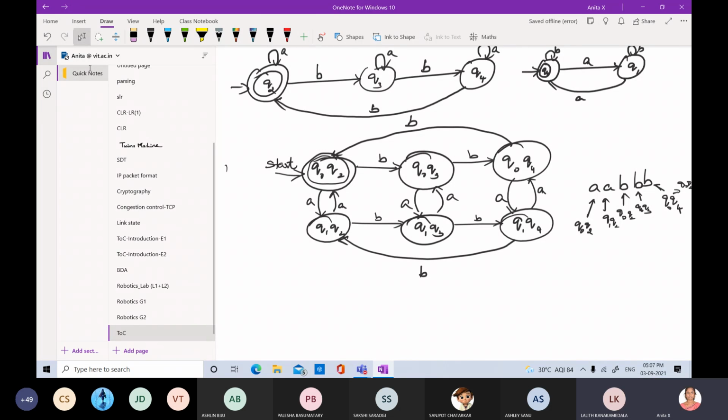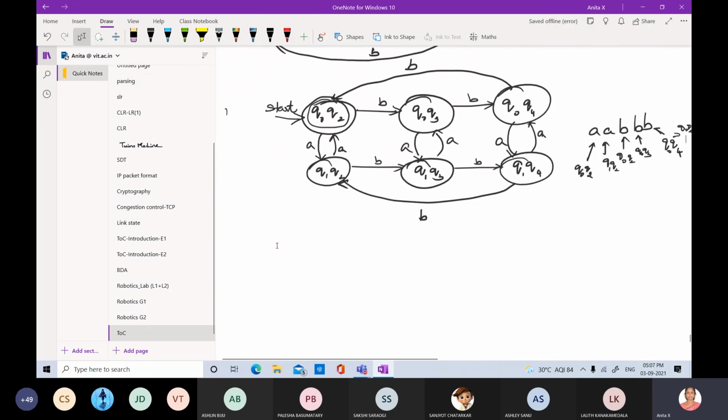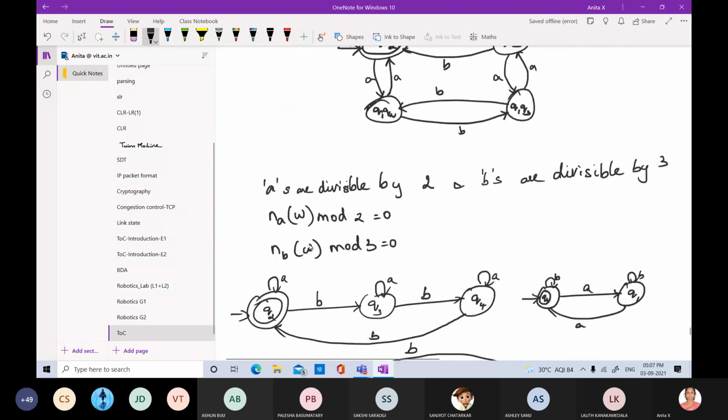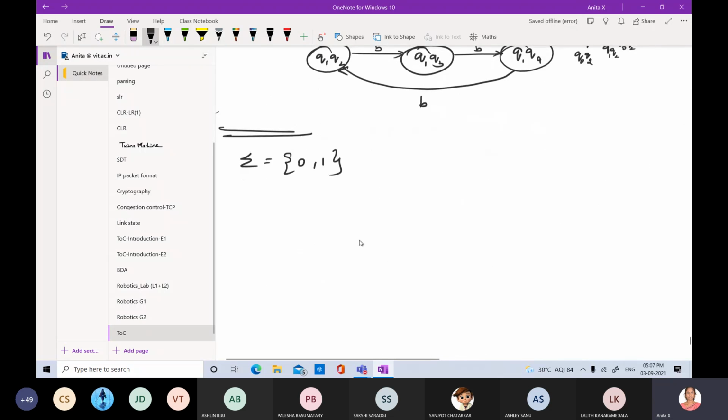Yes. Okay. Now I am going to give you some practice questions. Please work it out. So here, take down the questions. Here the input alphabets are 0 and 1. You have to design the finite automata which accepts the language that has 3 consecutive ones.